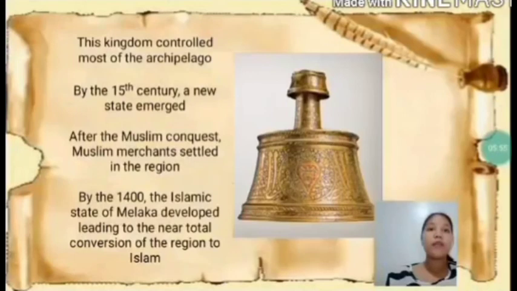This kingdom controlled most of the archipelago. By the 15th century, a new state emerged. After the Islamic conquest, Muslim merchants settled in the region. By the 1400s, the Islamic State of Malacca developed, leading to the near total conversion of the region to Islam.